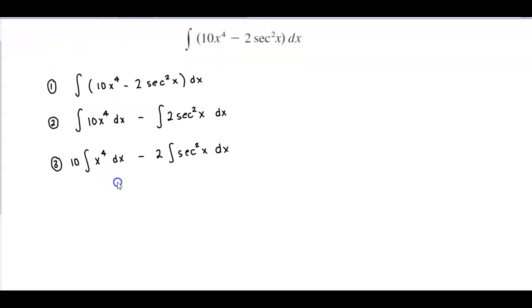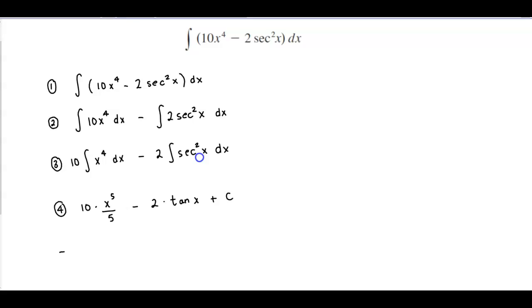Okay, now what we want to do is we want to find the antiderivative of x to the fourth and the antiderivative of secant squared x. Okay, so by doing so, we're going to have 10 times the antiderivative of x to the fourth is x to the fifth over 5 minus 2 times the antiderivative of secant squared x is the tangent of x. And then again, when we're taking the antiderivative of an indefinite integral without the upper and lower limits, we need to make sure that we include the constant c.